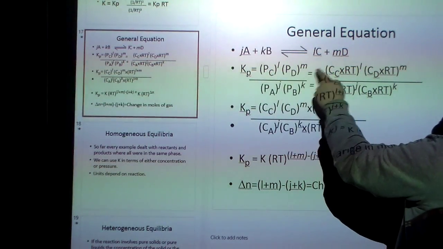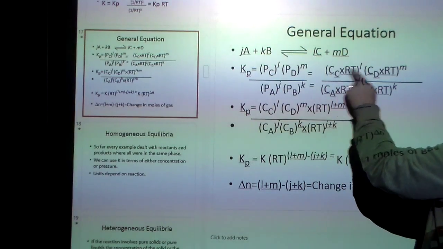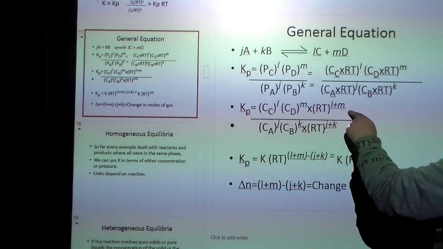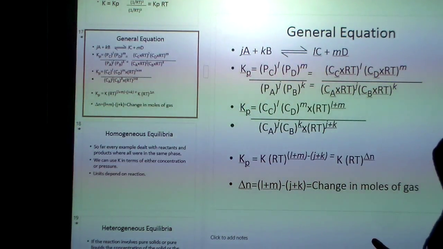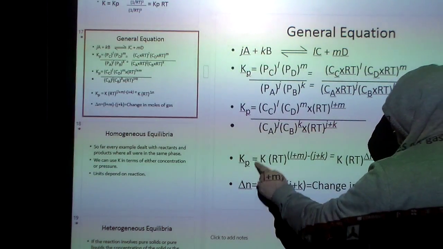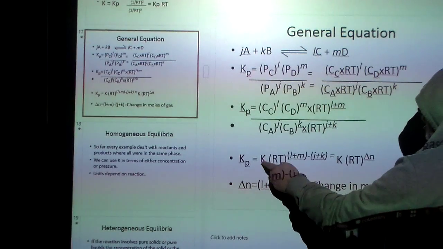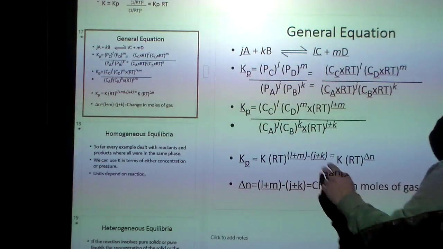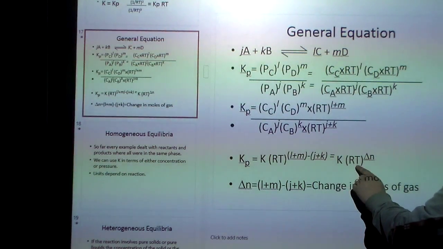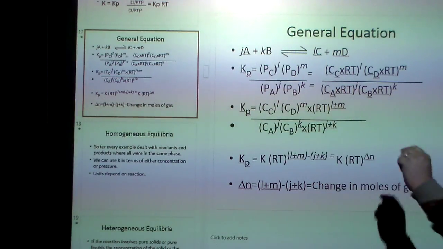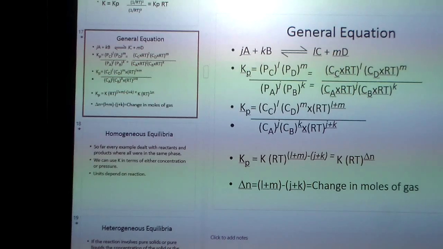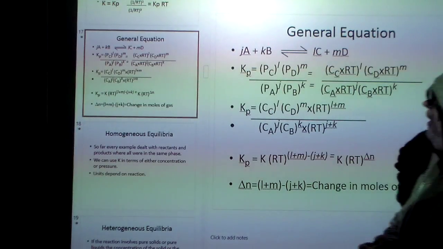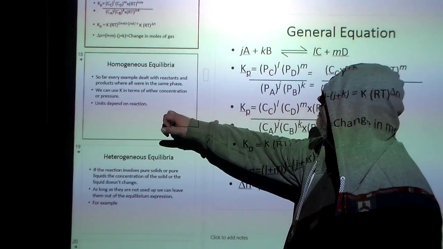So what is pressure? Well, pressure is equal to concentration times RT. So we can substitute that in there as well, and now we can multiply this all the way through. The bottom line is, ladies and gentlemen, our constant for pressure is equal to the constant K times RT to the l plus m minus j plus k power, or K times RT to the delta n, where delta n is equal to the change in the moles of gas. And we'll get to that in there.